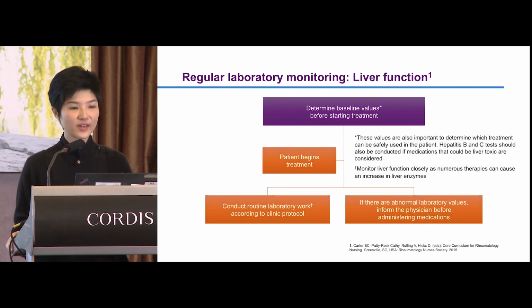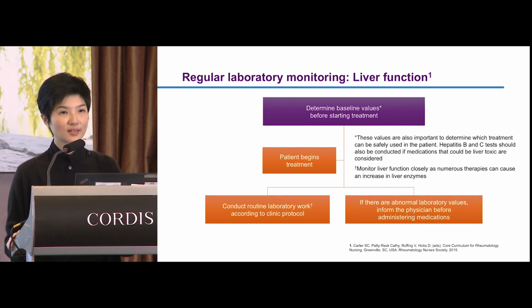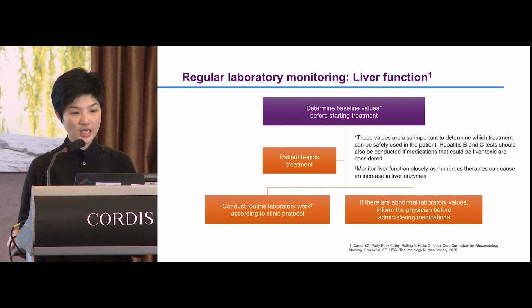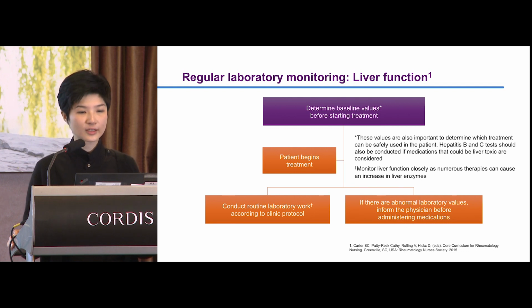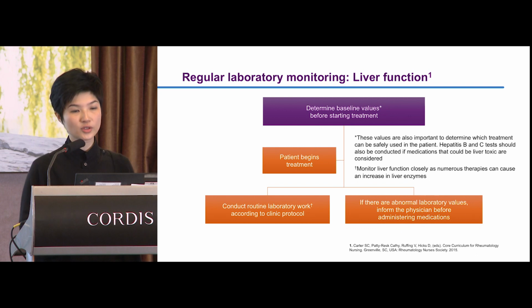So same with the liver functions. Remember to check your baseline liver functions, and these values are important to determine which treatment can be safely used in the patient. Hepatitis B and C tests should also be conducted with medication that could be liver toxic. And monitor liver function closely, as there are a number of therapies that can cause an increase in liver enzymes, namely the DMARDs and biologic therapy. So once patients start treatment, you should regularly monitor their blood, and if there are any abnormalities, you should give a shout to your physician.